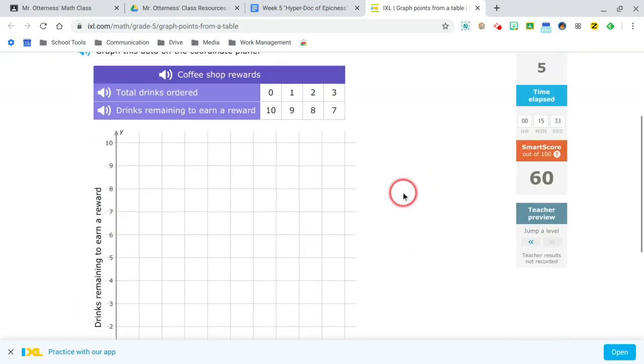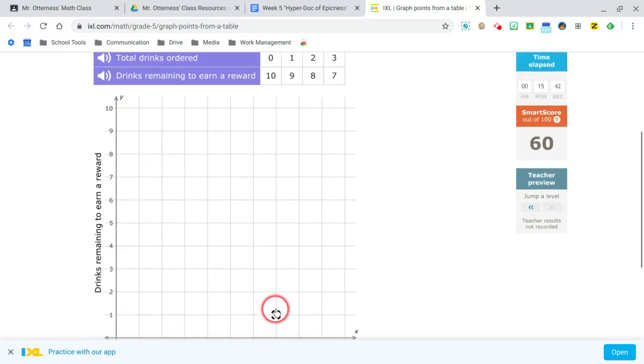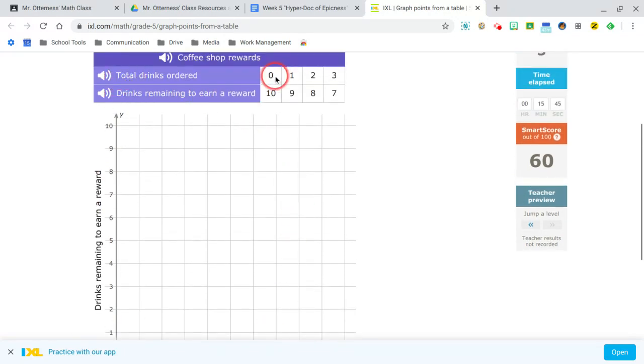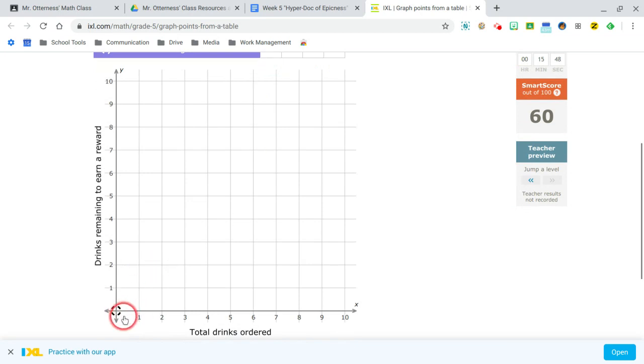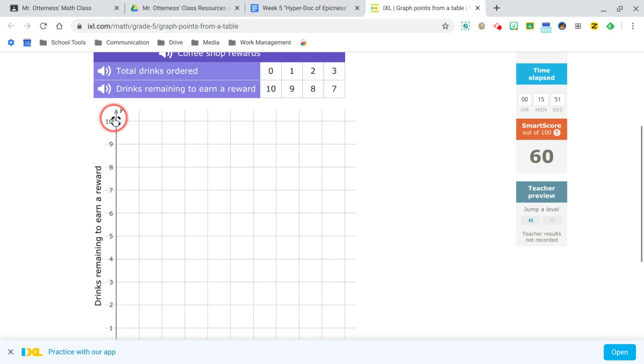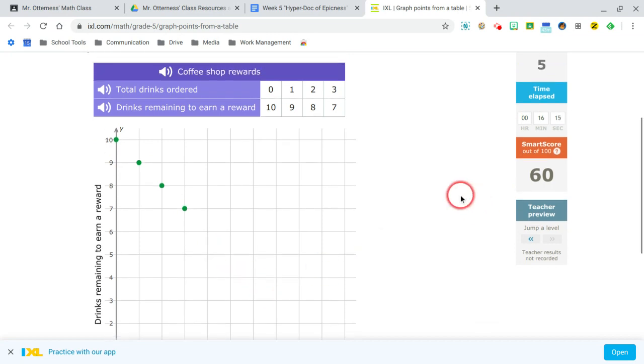All right. Similarly, this one right here, drinks remaining to earn a reward, total drinks ordered. So total drinks ordered is our x-axis. So let's start with 0 on there. Okay, we're at 0. And the y is 10. Well, we order 1 drink, we're left with 9, right? So 1 drink on the x-axis, 9 on the y. Order 8, and there's 2 left. 7. I mean, pretty simple, right? We are getting closer to a reward for every drink that gets ordered.